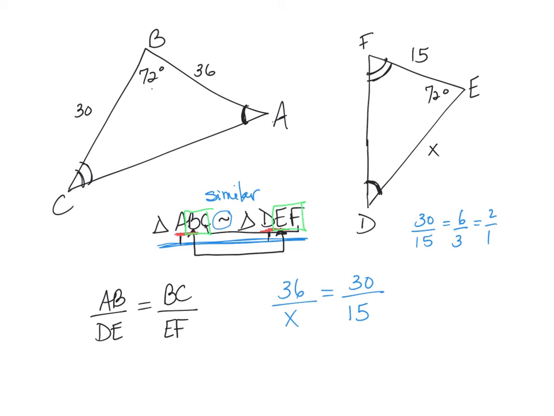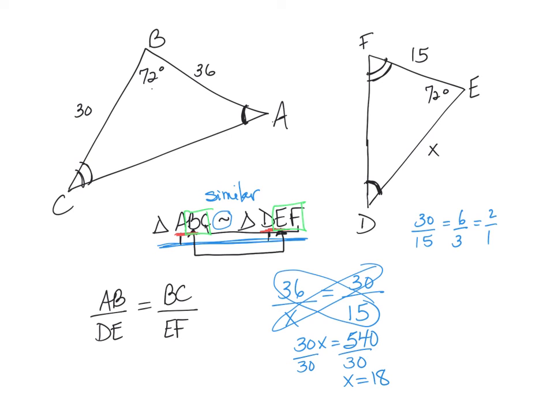Okay, so you can just go ahead and cross multiply and get 30x equals 36 times 15, which gives me 540. And then divide both sides by 30, so I get x equals 18.